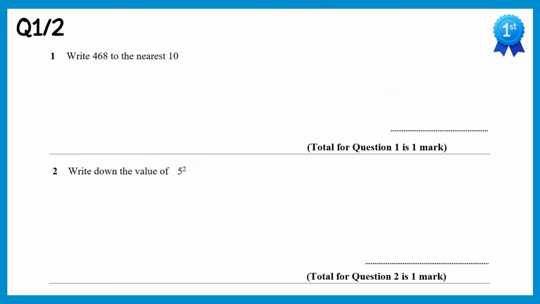So for question 1 we need to round 468 to the nearest 10. We identify the number in the tens column, that's this 6 here, then we can draw a line after that 6, and we need to check this 8 here to see if we round up or if we round down. Since 8 is 5 or greater we're going to round up, so the 6 will round up to a 7. So to round this to the nearest 10 we get 470.